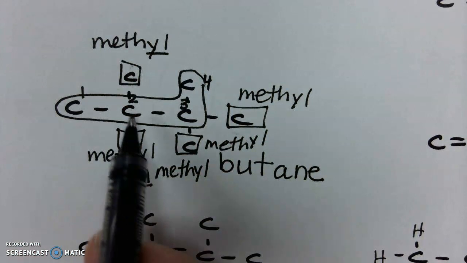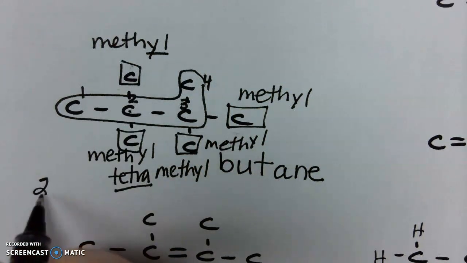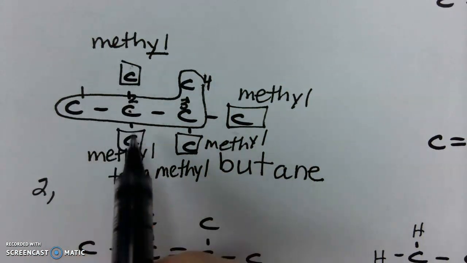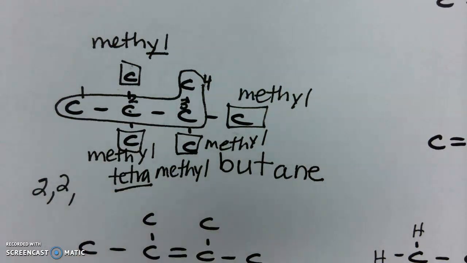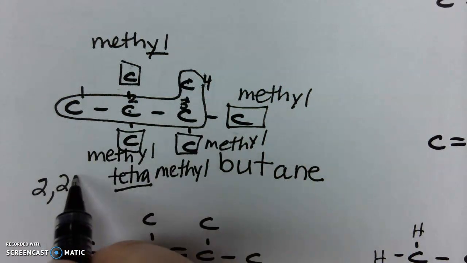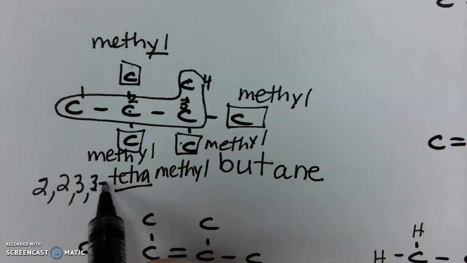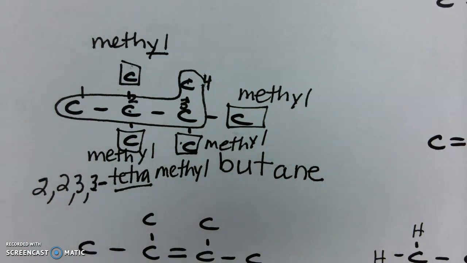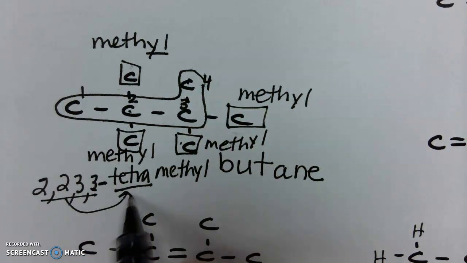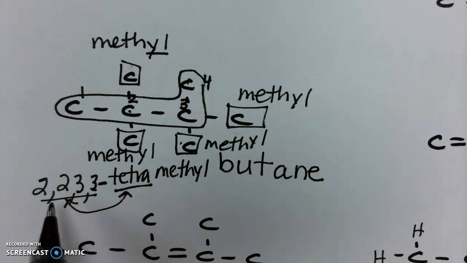I can count right to left or left to right in a group of 4. It doesn't matter. So at number 2, I have a methyl group. On the other side of 2, I also have a methyl group. On 3, I have a methyl group. And on the other side of 3, I have a methyl group. Remember the dash mark between your numbers and letters? So you are reiterating what tetra means. If you wrote tetra, there should be 4 numbers.